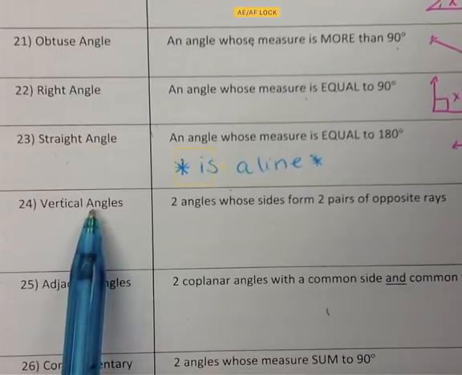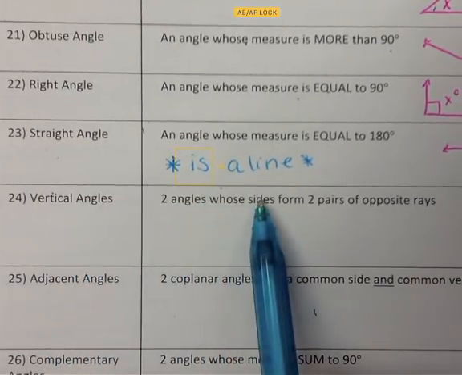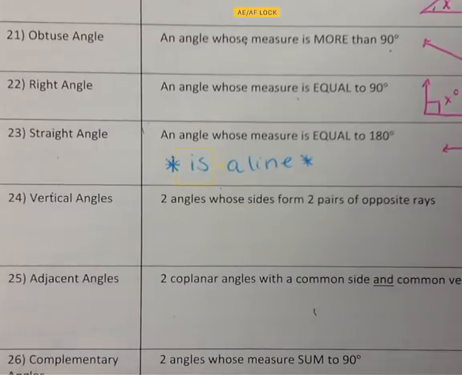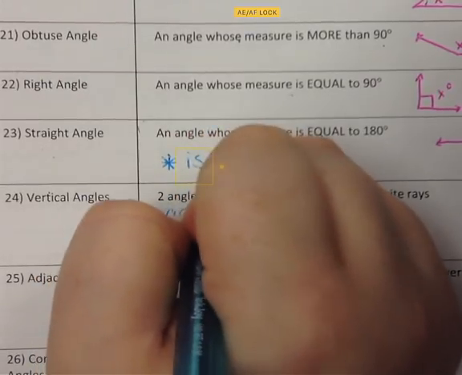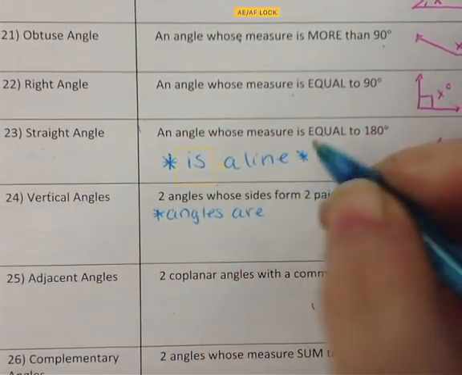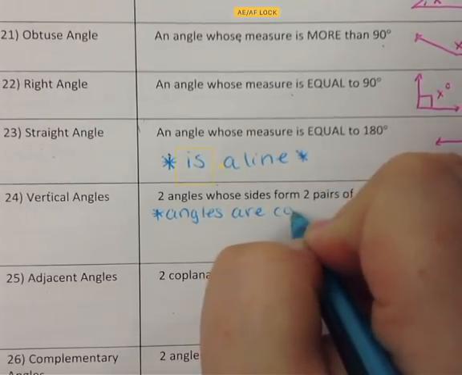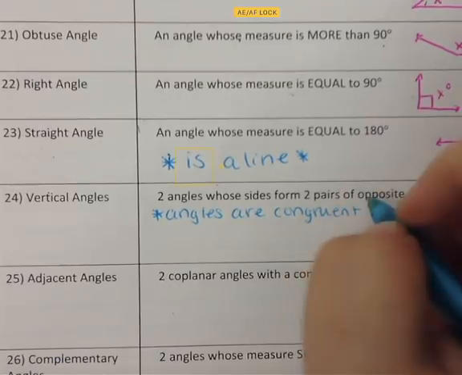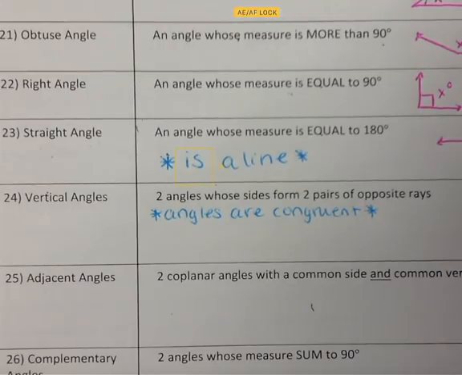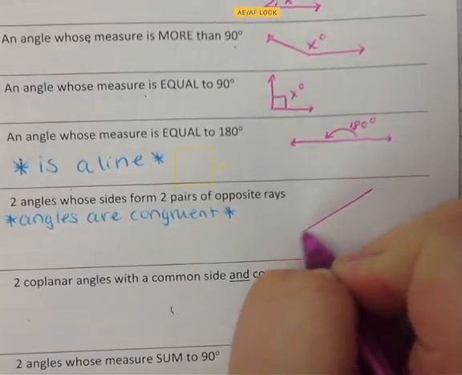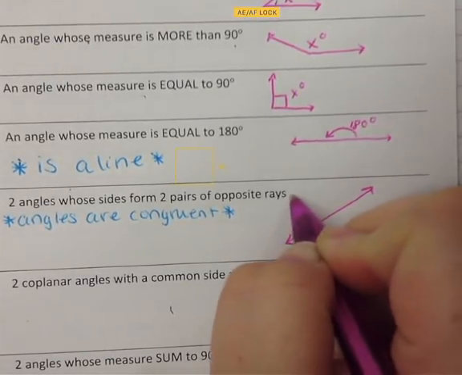Vertical angles. Vertical angles are two angles whose sides form two pairs of opposite rays. Now, one thing you got to know about this is that these angles are going to be congruent. Angles are congruent. Again, that means same shape and size. Now, the way this looks, they form two pairs of opposite rays. And if you remember from previously, an opposite ray is actually a line. So we're really going to have two lines intersecting.